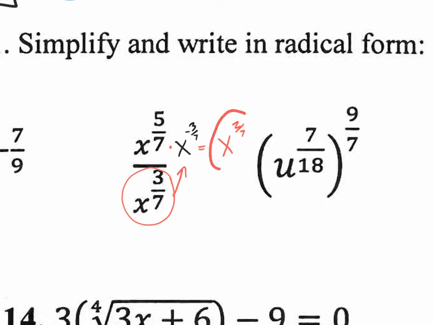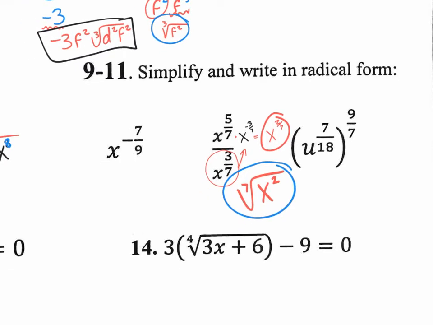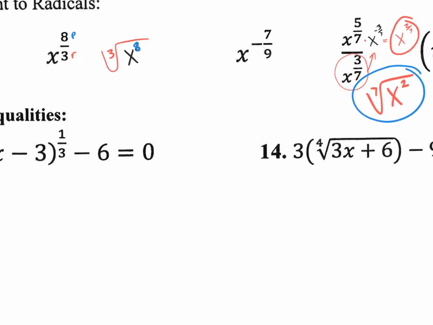So what does this answer look like as a radical? What kind of root? 7th root of x to the what power? Second power. It's always power over root. The root is 7, the power is 2. So there's your answer for number 10. Let's jump to number 12.